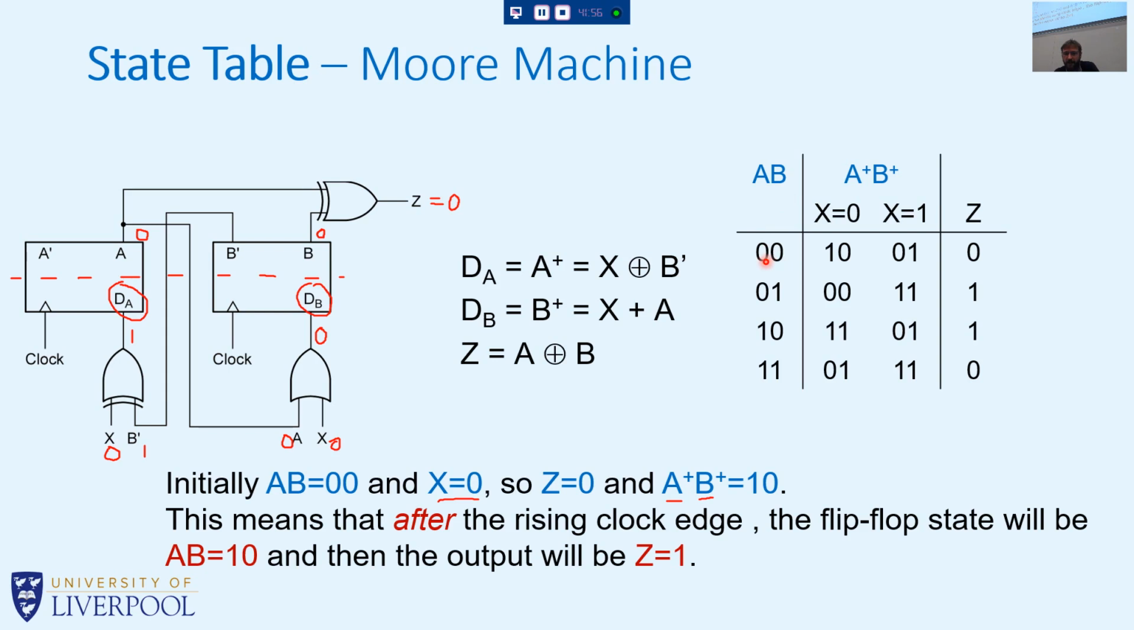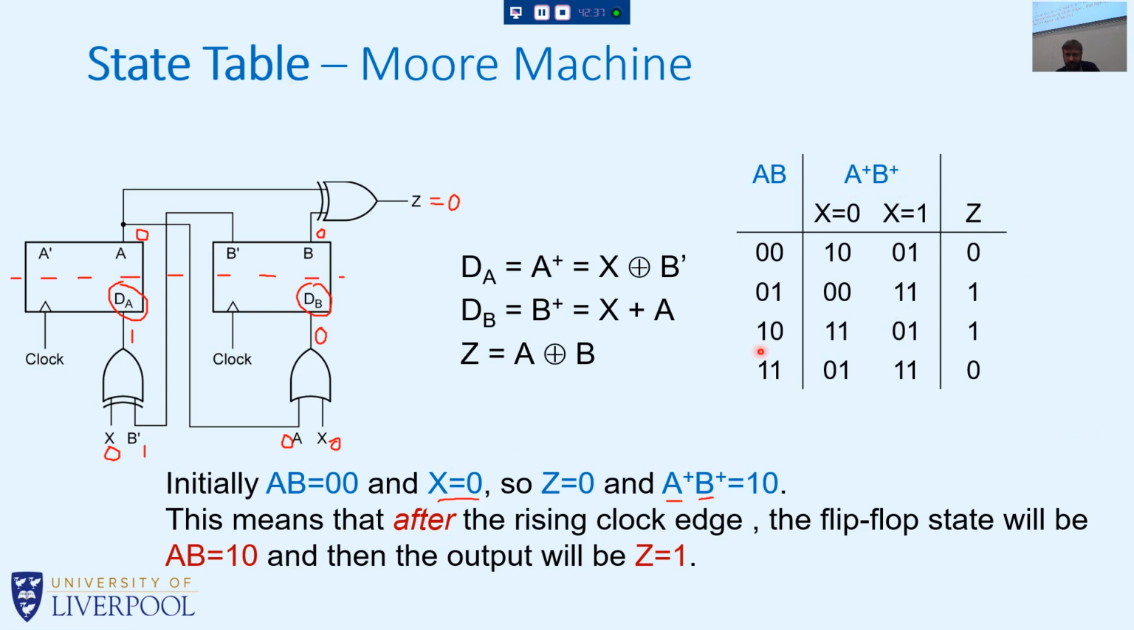And so then we start analyzing and saying, well, if AB equals 0, 0, but X is also 0, what would the output be? And the output would be 0. We worked that out here. But also, what would be the next states of A and B? Well, we know that A plus B plus would be 1, 0. So we put that here. Then we try it. What if X, the input, was equal to 1? What would the next state be then? Okay? And we can fill out a state table, which is essentially, as I say, like a truth table, but with states in mind, and also considering inputs and outputs. Okay, so here's our input X and our output Z.